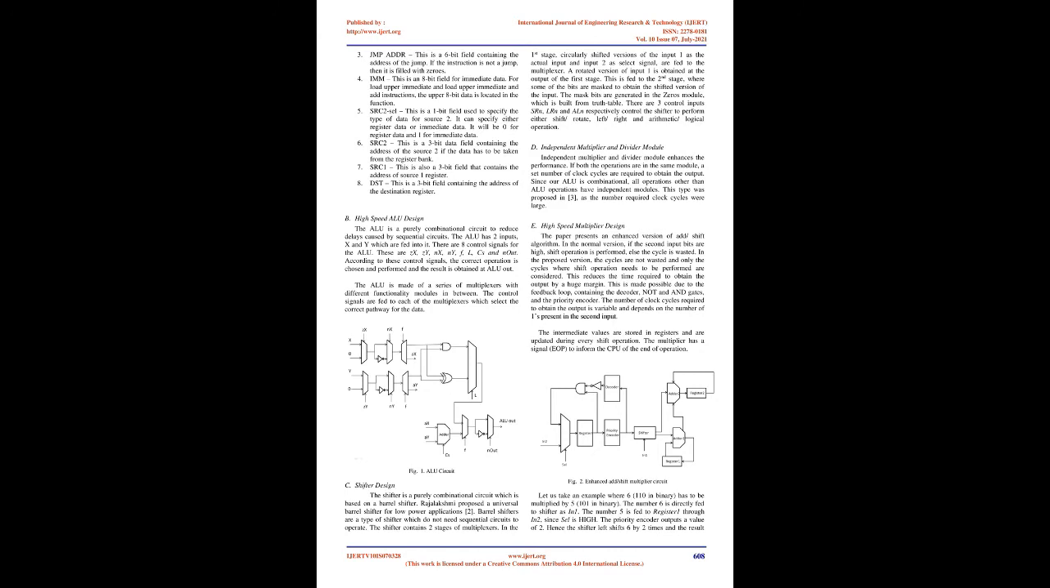D. Independent multiplier and divider module. Independent multiplier and divider module enhances the performance. If both the operations are in the same module, a set number of clock cycles are required to obtain the output. Since our ALU is combinational, all operations other than ALU operations have independent modules. This type was proposed in [3], as the number of required clock cycles were large.